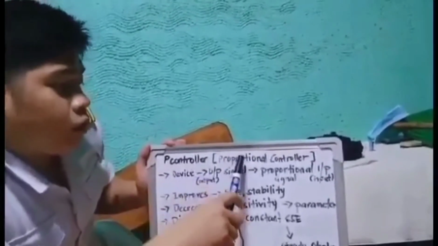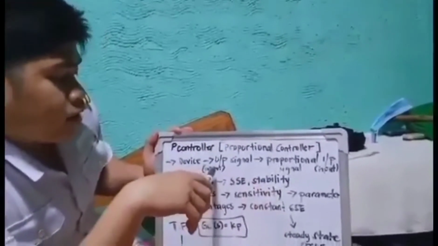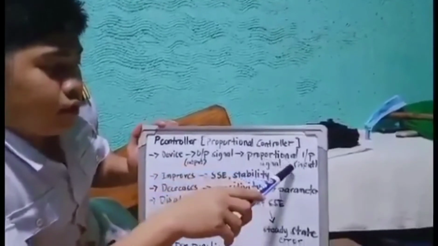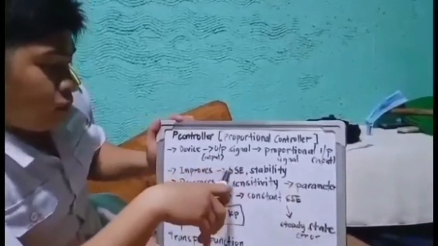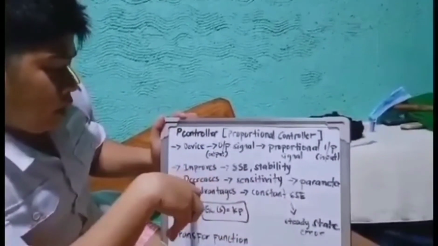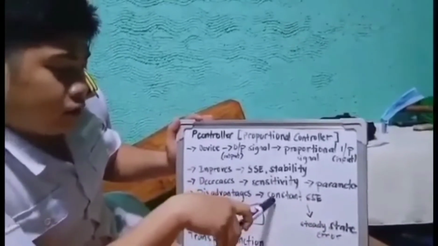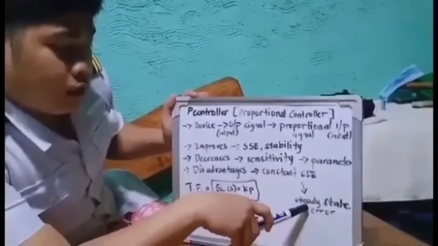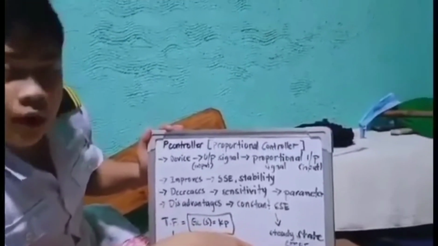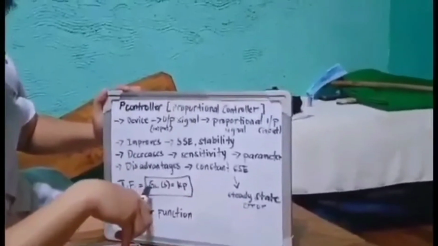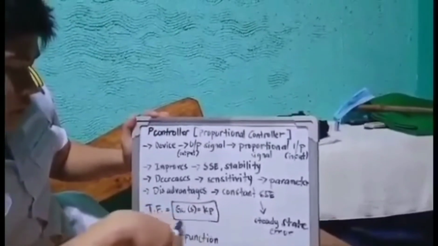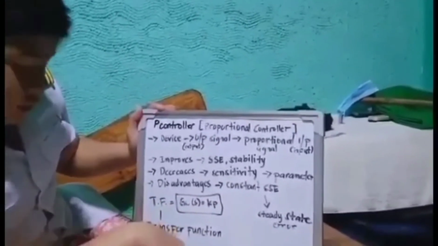P controller, proportional controller, device output signal, proportional input signal. Improves stability. Decreases sensitivity parameter. Disadvantage: constant SSE, meaning steady state error. TF, GC(s) = KP. TF means transfer function.